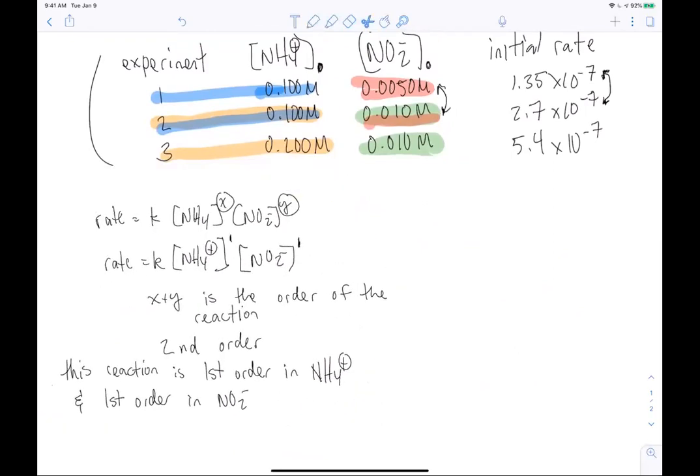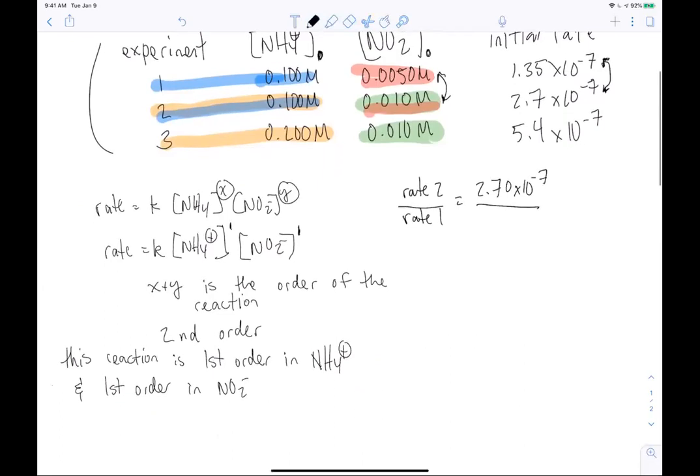So if you want to set it up in a really strict way, sometimes you could just do it by observation, which is what I did there, but you can also set it up this way. You can take the first rate and divide it by the second rate. It doesn't matter whether it's rate one over rate two or rate two over rate one, but putting the bigger number on top makes your life a little easier. I'm going to leave the units off the rate because they're going to cancel out anyway.